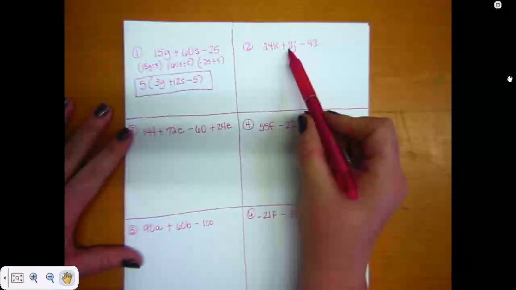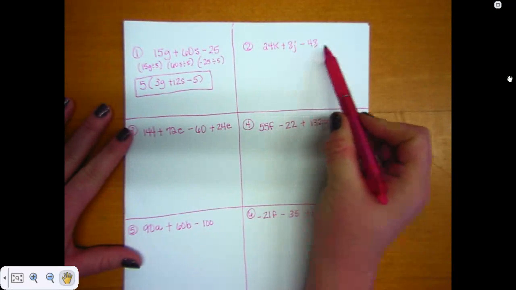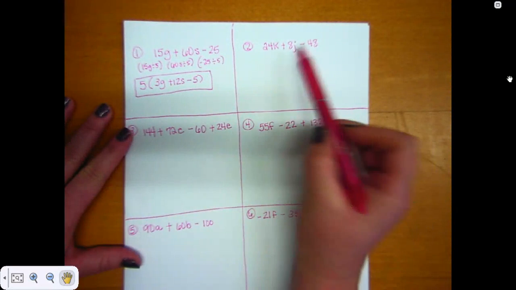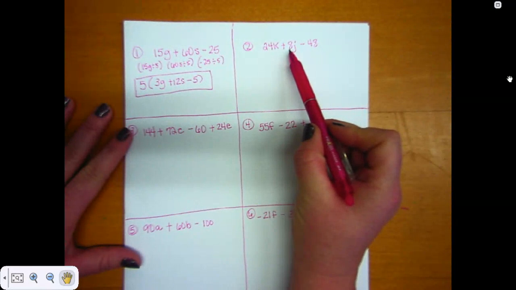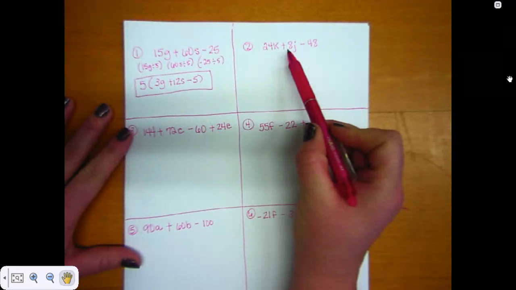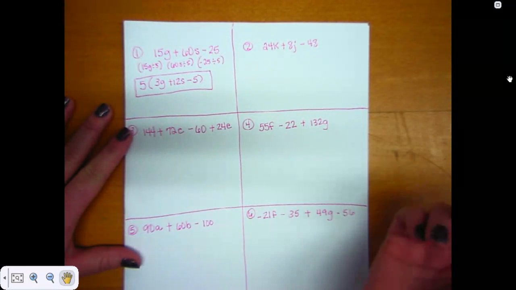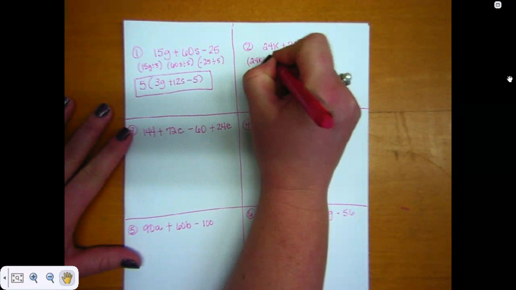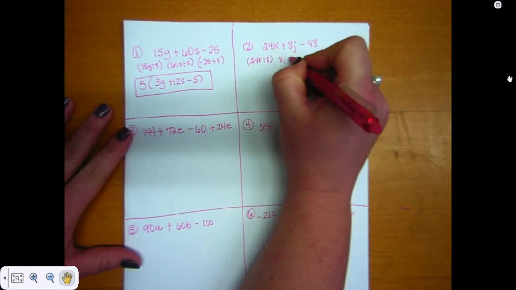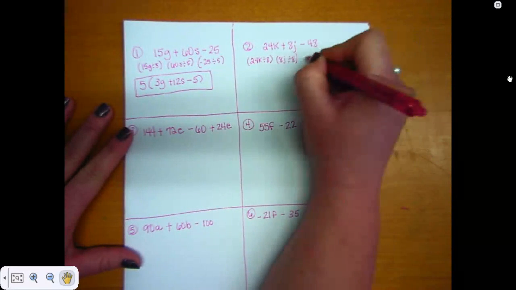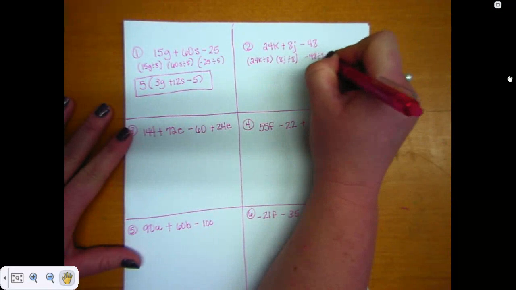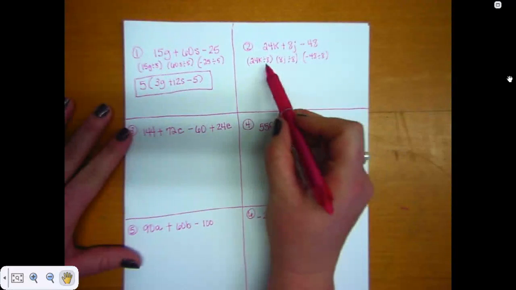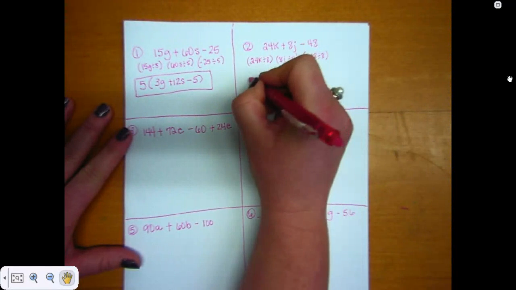I have 24K plus 8J minus 48. So I need to think about what is a common factor. And I notice that I have 8, and I know that 8 times 3 is 24, and 8 times 6 is 48. So 8 is going to be my common factor here. So 24K divided by 8, 8J divided by 8, and negative 48 divided by 8. So I know that I'm making it into distributed property, so I need to put my common factor on the outside, which is going to be 8.